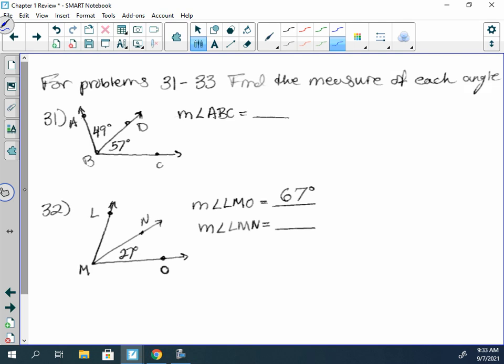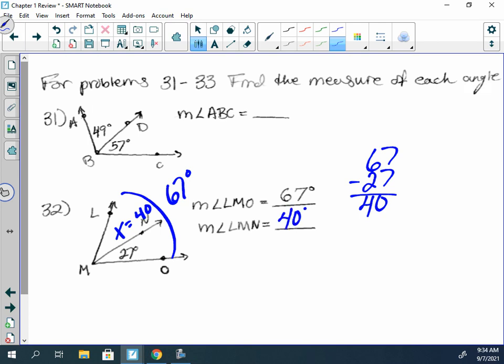Question on 32? So LMO. LMO is the whole angle, yes? And its measure is what? Well, these 2 angles add together to be the whole thing, yes? So what can I do? I can take 67 and subtract from it. 67 minus 27 is? So our missing angle over here is 40. The measure of LMN is 40 degrees. Questions on this here?